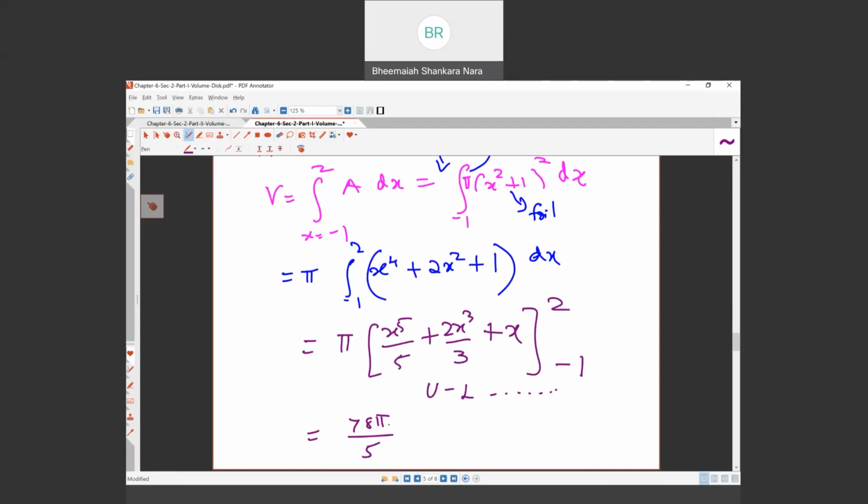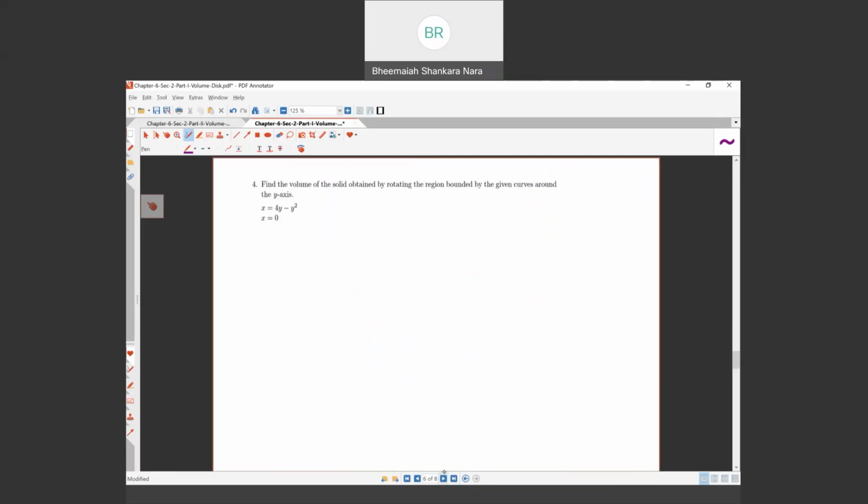Let's do one more example. Find the volume of the solid obtained by rotating the region bounded by the given curves around the y-axis. As soon as you see these few words, around the y-axis, you know the integration, what you write finally, will have a variable dy. So you can write dy integral, the cross sections are perpendicular to the y-axis.